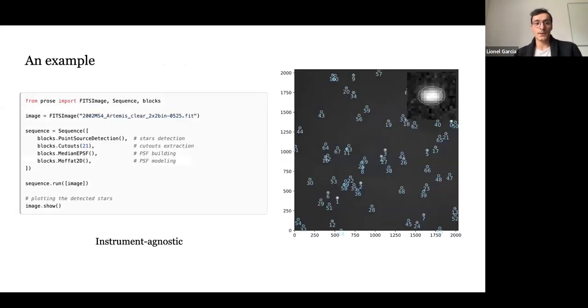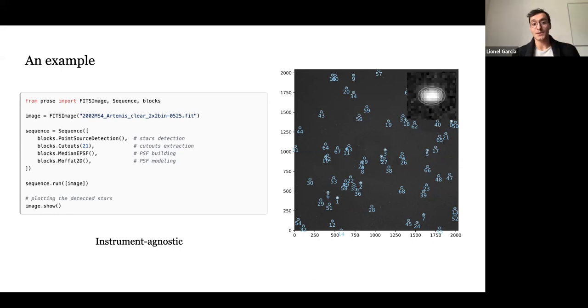So here is a quite simple example of prose in action in Python. First line is about importing objects. Then you have a loading of a fits image, right? This is the image equals something line. And then we define a sequence. What the sequence is doing is to characterize the effective point spread function of the image. It consists of four blocks here.